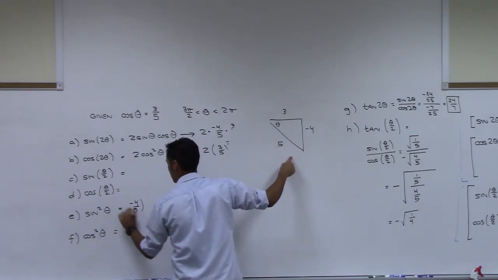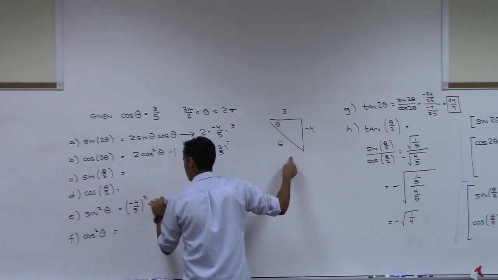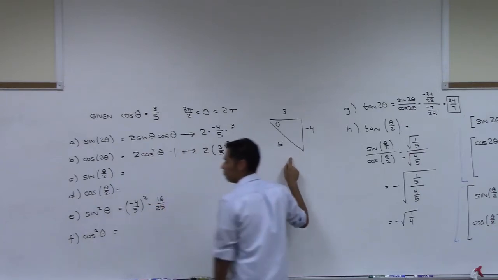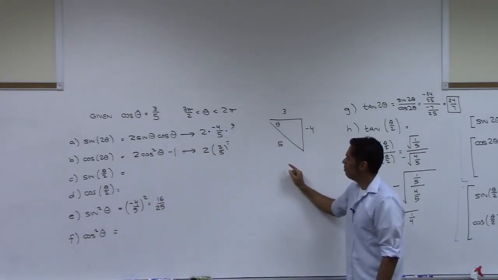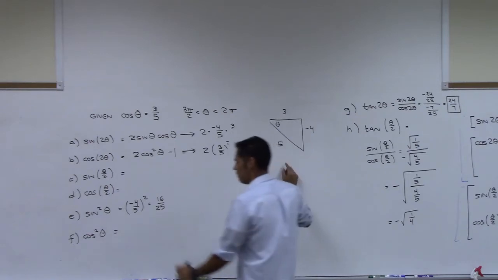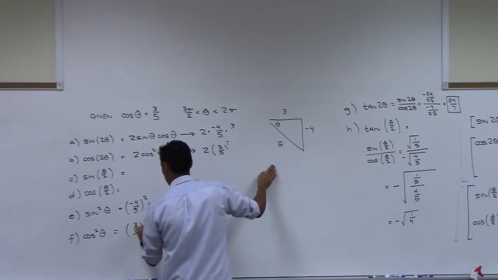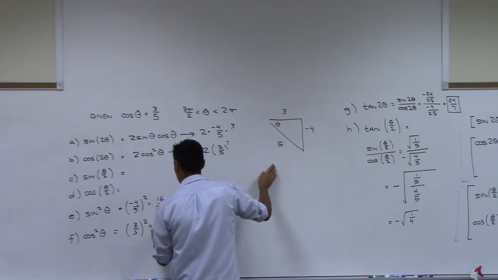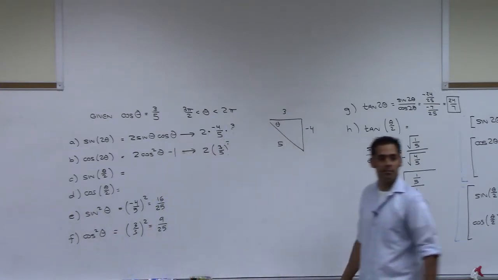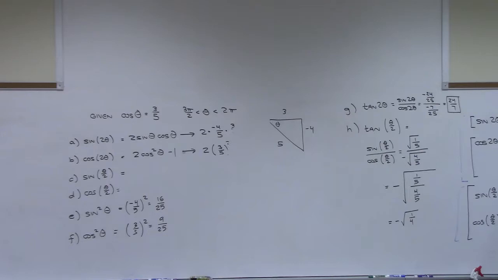-4/5. And I'm supposed to square that, which gives me 16/25. Done. What is cosine squared theta? Well, cosine theta is 3/5. If I square that, I get 9/25. So those are the answers. Right?